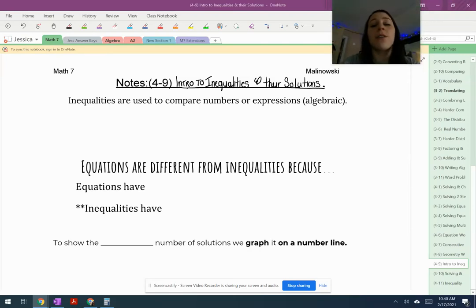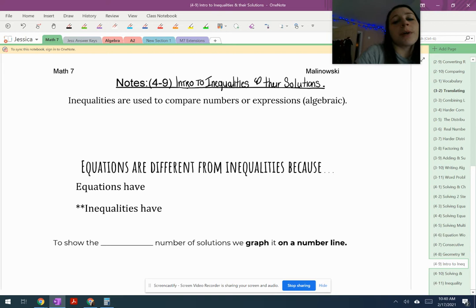Okay, here we are looking at notes for Math 7 for 4-9, and this is on an intro to inequalities and their solutions. We had a slight typo in the title, so just make sure your title says intro to inequalities and their solutions. I'm not sure if I fixed it on the printed copy or not. All right, so here we go.